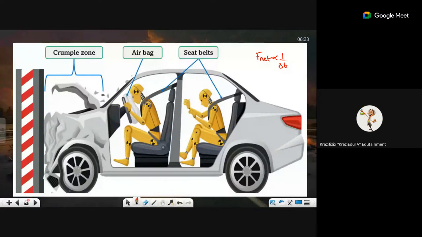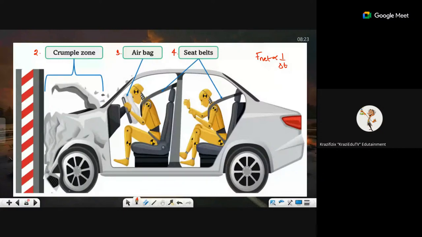Now, quickly, let's look at these. Please listen, because there's nothing to write here. The main thing to write is F net is inversely proportional to time with the same change in momentum. All right. Number one, arrestor beds. Number two, crumble zone. This is our number two. This is our number three. And that's our number four. All of this will increase time.